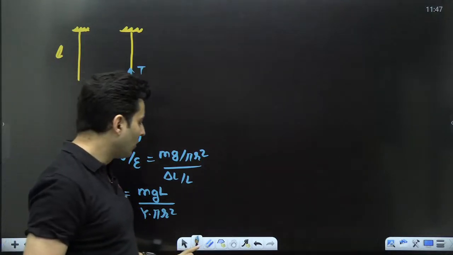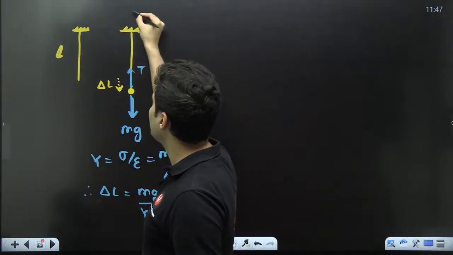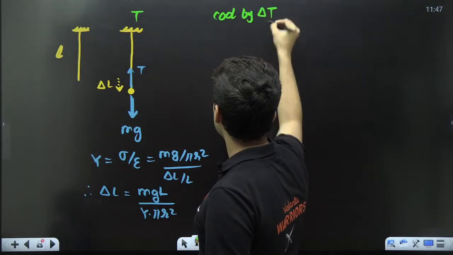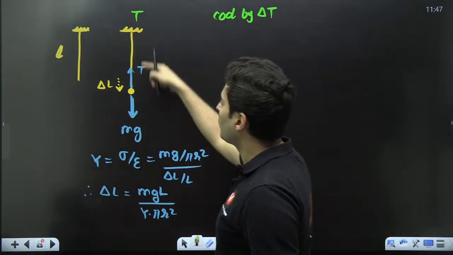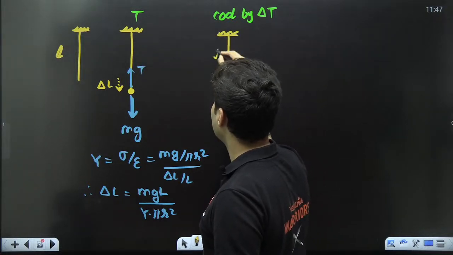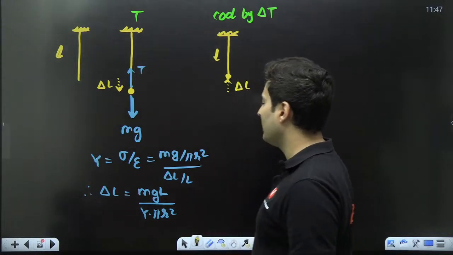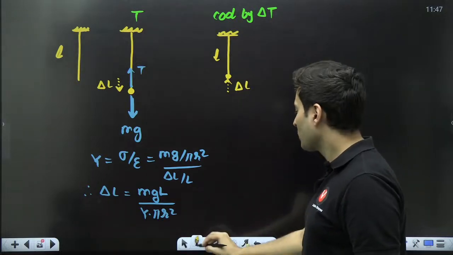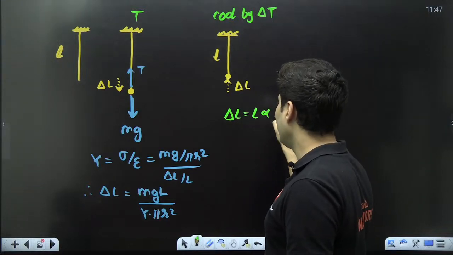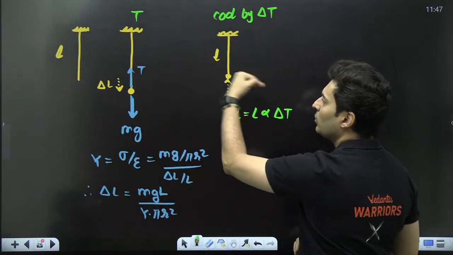The string, that rope, gets elongated. But now this is all happening at some temperature T. You cool it by some delta T. So what will happen? The rope or wire will again contract, and it will come back to the same length. So it has changed its length by delta L again. That change in length will be L alpha delta T. Now this delta L and this delta L must be the same so that it comes back to the original length.